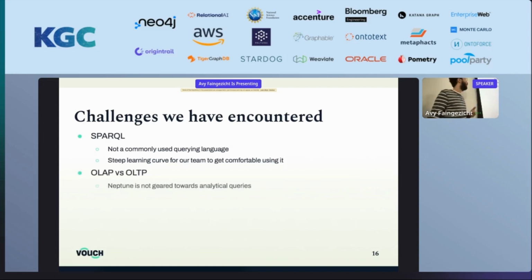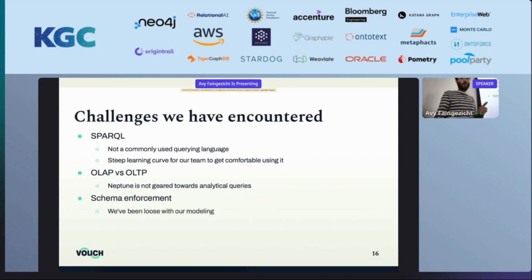I think for us, we've also run into the fact that Neptune is really good for quick transactional queries, but for larger analytical queries, we've had some issues. A lot of the stuff we want to do is, give me everything about a big subgraph, and that's sometimes been proving to be a little bit challenging.